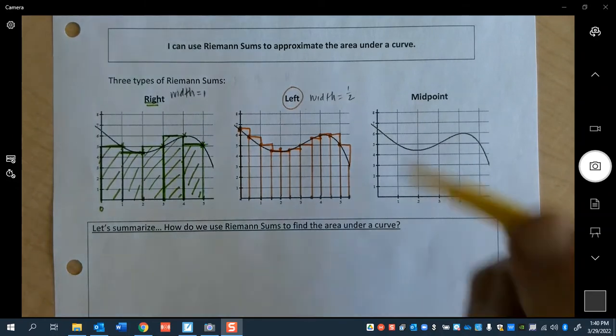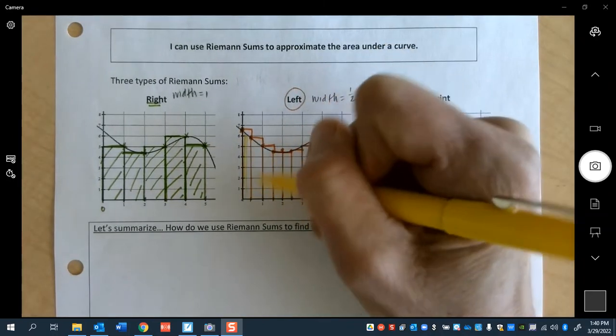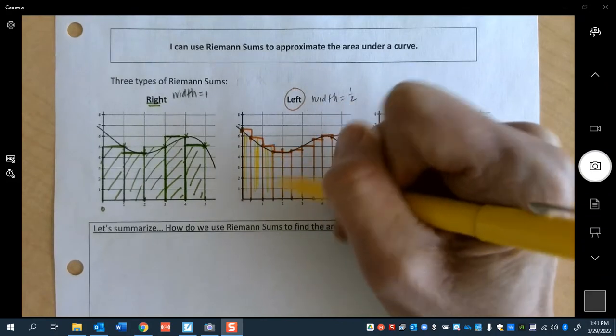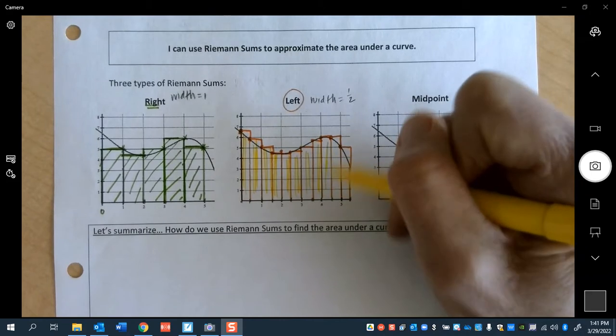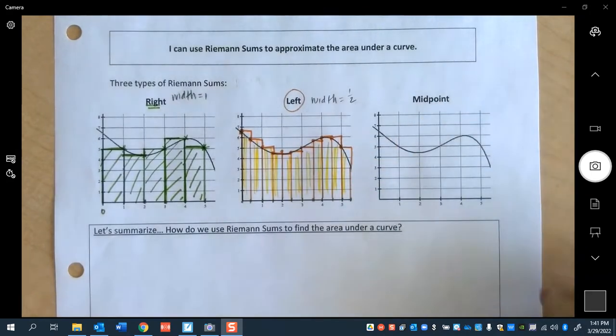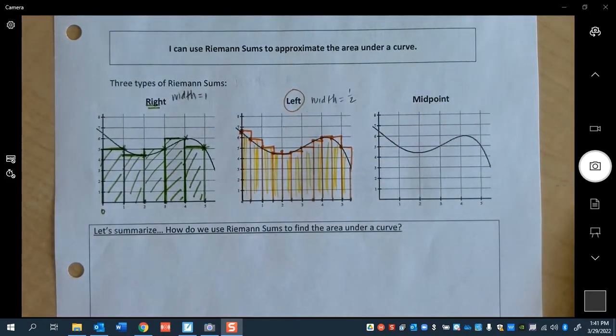So in doing my Riemann sums, whether I do left or right, and whether the function is increasing or decreasing on that interval, lets me know whether my estimate is going to be an underestimate or an overestimate.